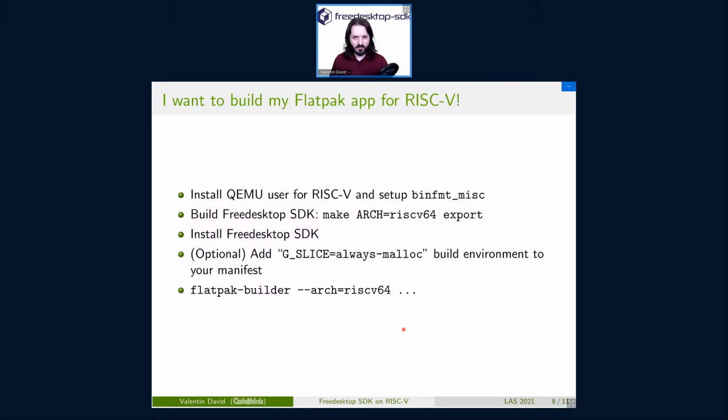Then after you will get a repo, you will have to install it on your computer. And then after, depending on whether you use Rust, for example, you will probably have to define the same environment variable that we used in your manifest. And then after, you just have to call flatpak-builder and say you want the right architecture, and then it will build. And then after, you can test.